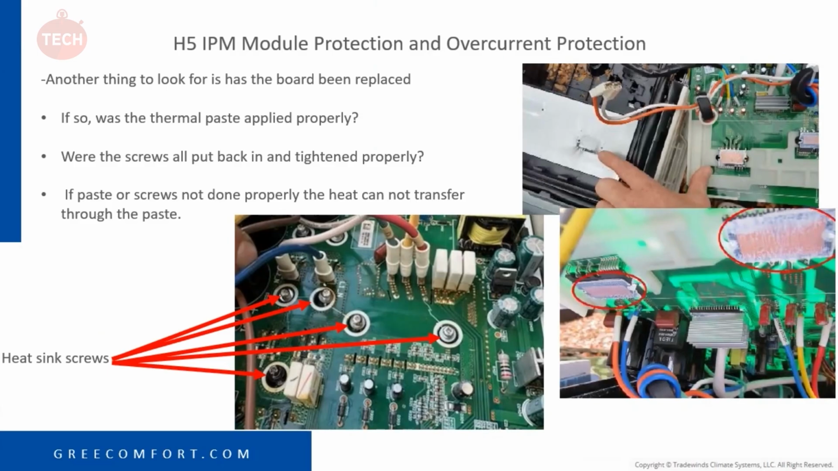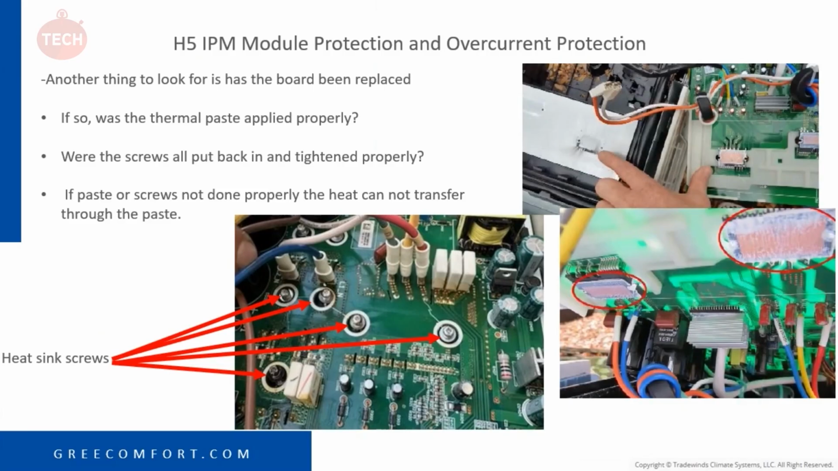Another thing to look at would be, has the board been replaced? If the board has been replaced, as you can see in this picture here, I have all the red arrows going to the screws that connect the board to your heatsink. These screws are crucial to get in all the way and make sure they're properly seated. As you can see, these are barely in, so of course it's not going to be able to dissipate that heat from the board to the heatsink. That's what the heatsink is for, to remove the heat and protect that board.